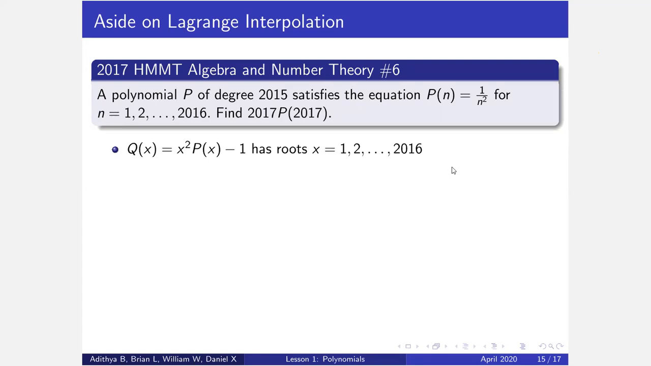Since P has degree 2015, Q has degree 2017. And we know it's divisible by x minus 1 times x minus 2 all the way to x minus 2016. It has all of these x minus n's as factors. But we only have 2016 of these linear factors, and the thing has degree 2017. So we need to introduce an additional linear factor, x minus k. So our general form is Q of x equal to c times x minus 1, and so on.